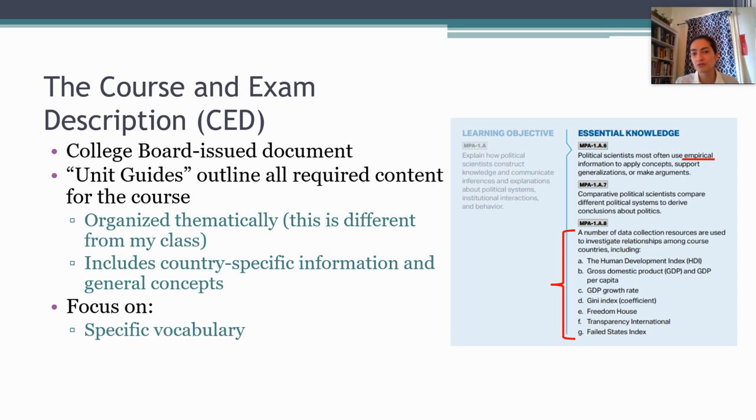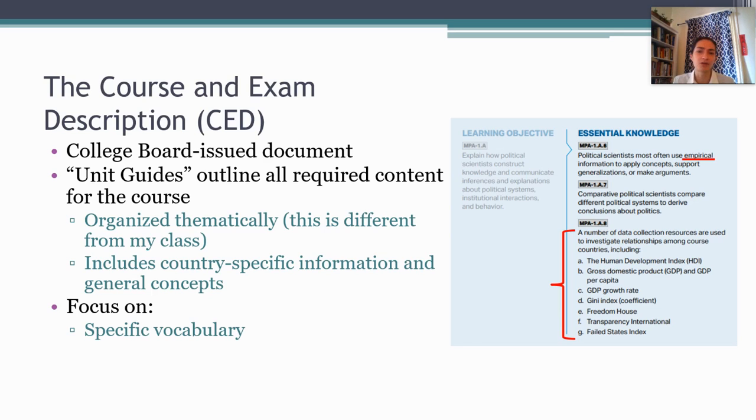So as I'm looking through the CED, if I'm studying for this exam, I probably want to pause and say, hey, if I'm not really familiar with what the GDP growth rate is or what it might tell me and what it might not tell me about a country, I probably want to pause and make a note to myself that that's something I should be reviewing before the exam day. So you want to pay attention to all this specific vocabulary.